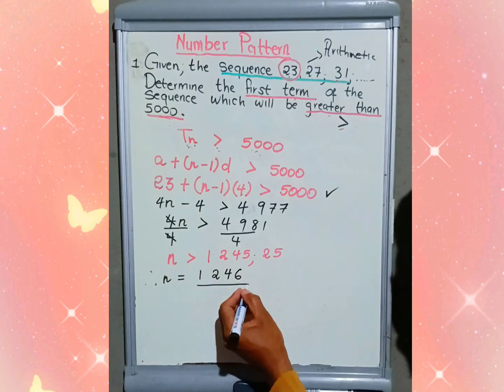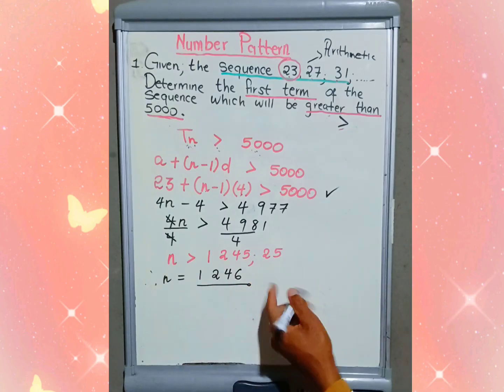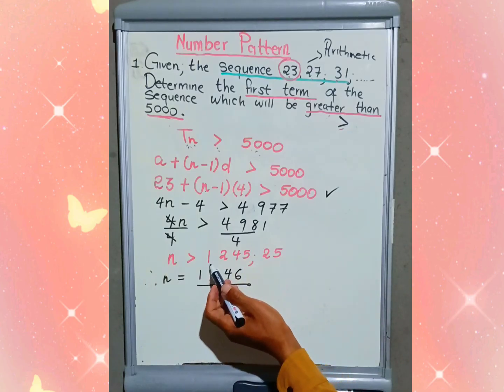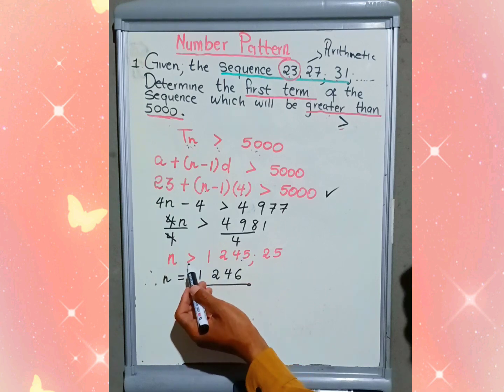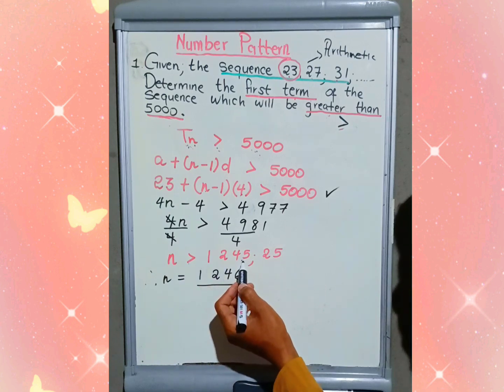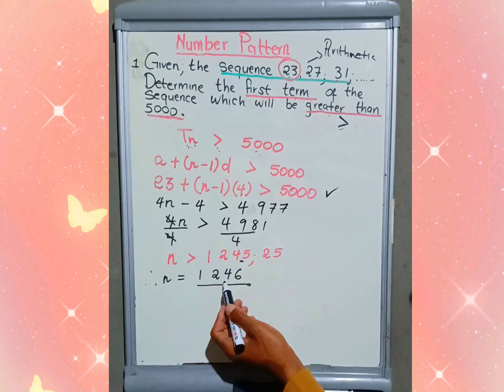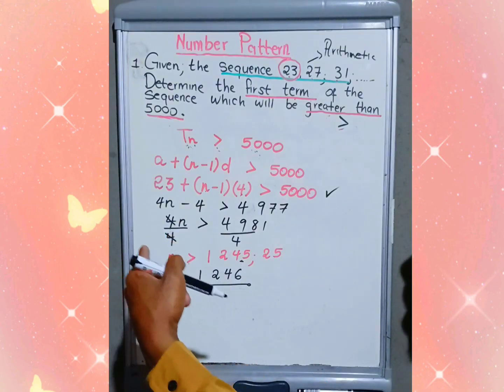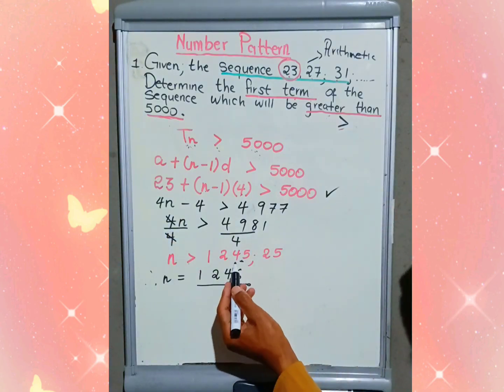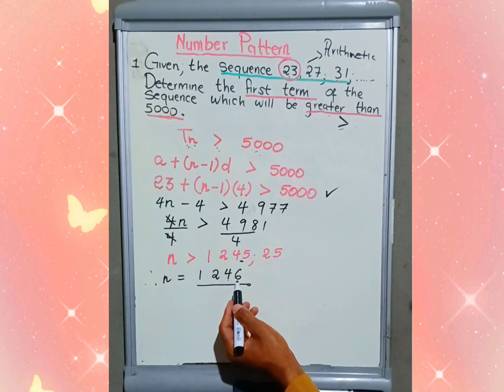1,246 as a whole number. 1,246 is greater than 1,245 as a whole. Do you see that? It is greater than, because we don't need something that is less than that number. n must be greater than this number as a whole number. Therefore, which number is ahead, greater than 45? It is 46. Do you see that?